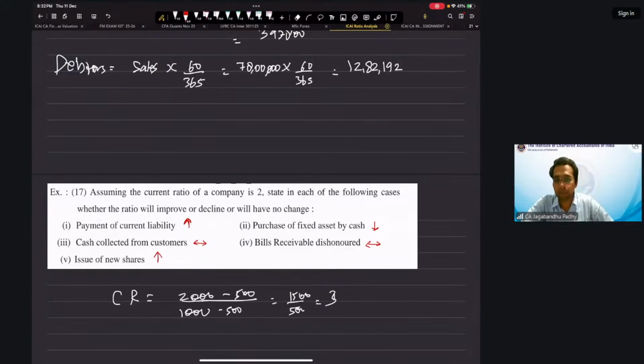Sir, but if the question does not mention the timing, then we have to assume it as short term? Yes, assume it as short term, which means within a year. Okay, then we will deduct it. Yeah. Okay, sir. Thank you, sir.